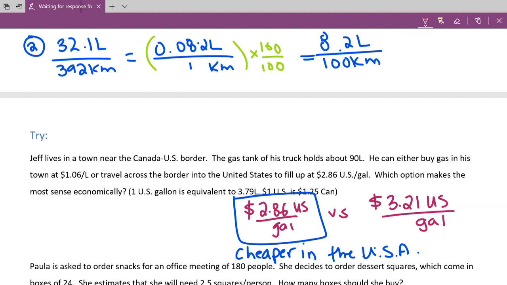All right, so this first example we're looking at, we see that the comparison of $2.86 US per gallon that it costs across the border is going to be cheaper in comparison to the conversion in the Canadian town, where it ends up being the equivalent of $3.21 US per gallon. So it'd be more cost efficient to cross the border.